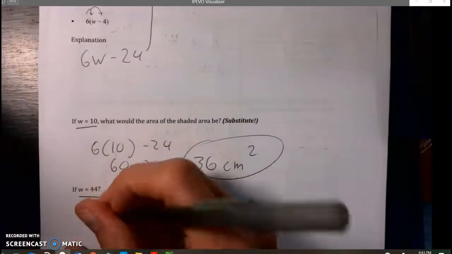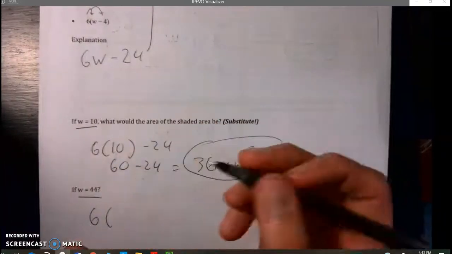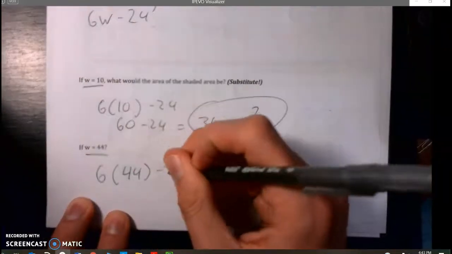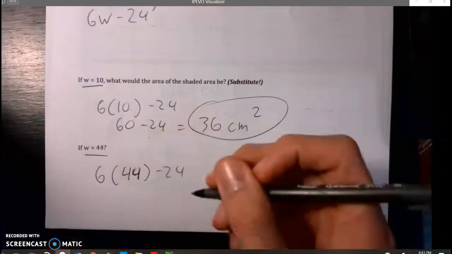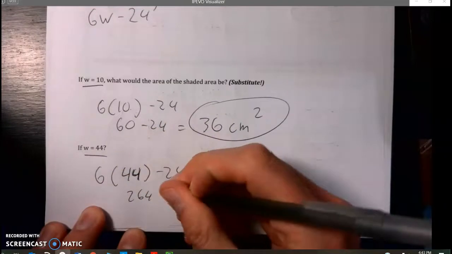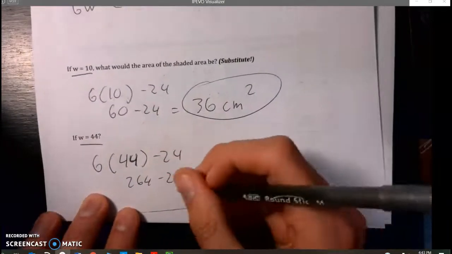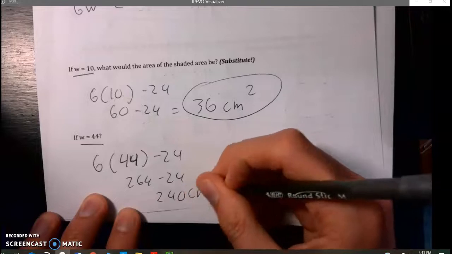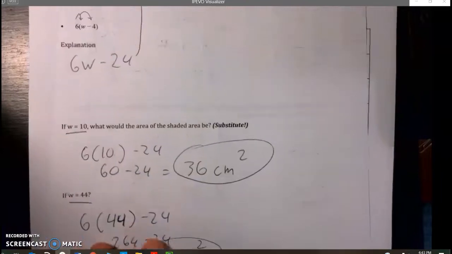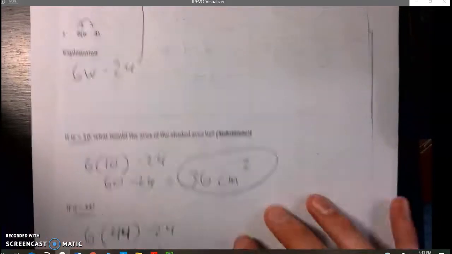And what about if W was 44? So same thing, but I'm just replacing W. Here I replaced W with 10, and here I'm substituting in 44. 6 times 44 is, what, 264, I believe. Yes, 264 minus 24, and that would give us 240 centimeters squared. All right, so just to, once again, get that extra practice of substituting in values for variables.